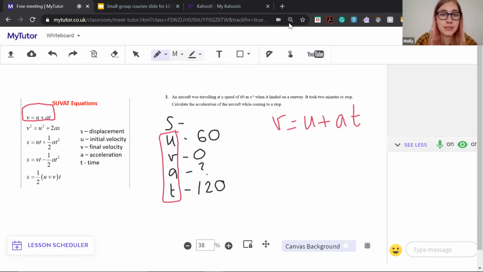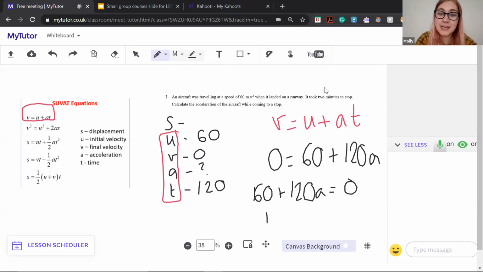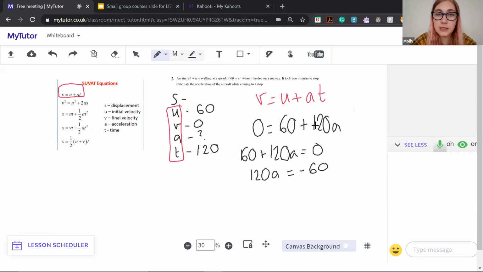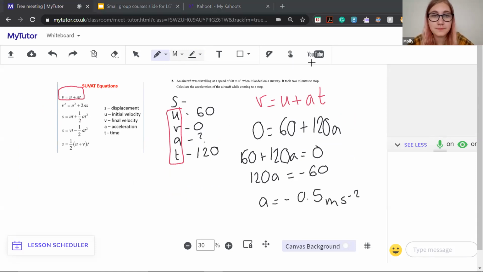So V, that's 0, equals U plus AT. So 120A. Now let's swap it around so that what we want is on the left. 60 plus 120A equals 0. Subtract 60 from both sides. 120A equals minus 60. And divide both sides by 120. A equals minus 0.5. There you go. And this will be meters per second squared. So you've got to fill it in like that.